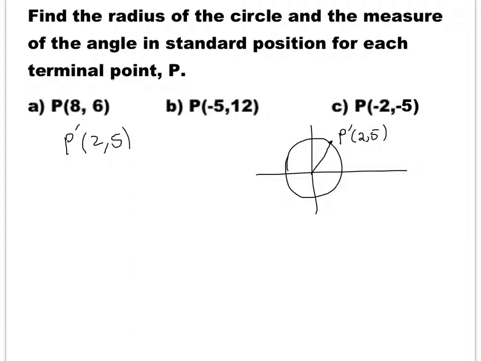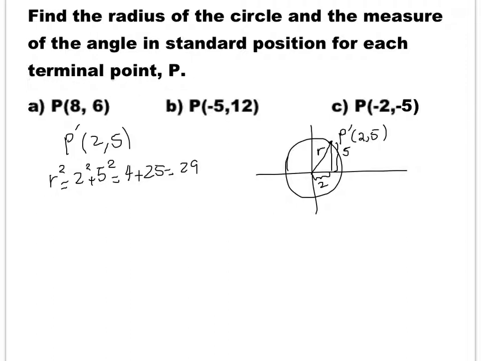Now, this is the point P prime (2, 5). This is, as usual, my y coordinate, which is 5, and this is my x coordinate, which is 2. I have to find the radius. I'm going to say r squared is 2 squared plus 5 squared, which is 4 plus 25, which is 29.